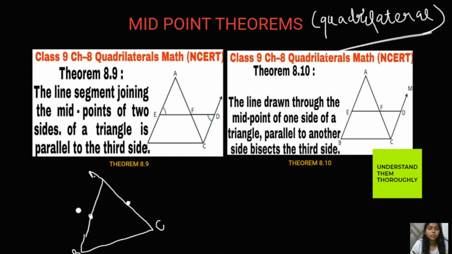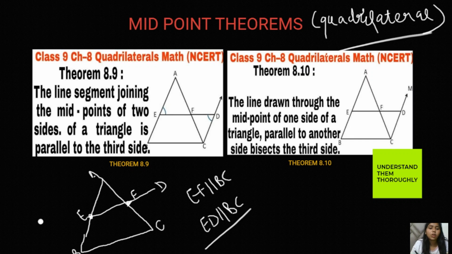Let these midpoints be E and F. So this is the line segment EF forming. It is parallel to the third side. So EF is parallel to BC, or we can say that ED is parallel to BC. Why is this called the midpoint theorem?